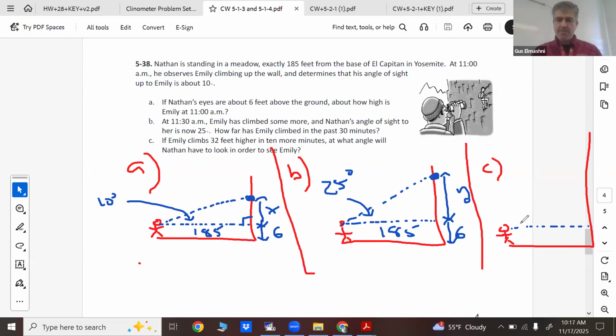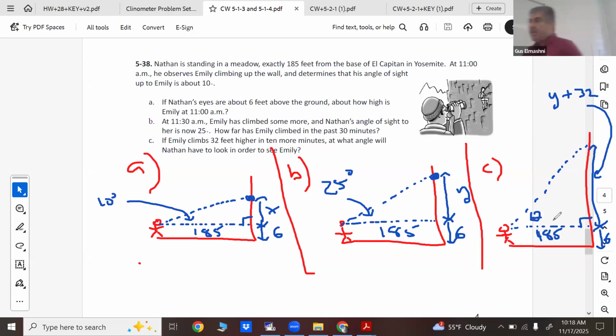You got this. This side's going to be Y plus 32. From here to here, that's still going to be 6. And then angle theta. Theta, exactly correct. So those are like the variables.